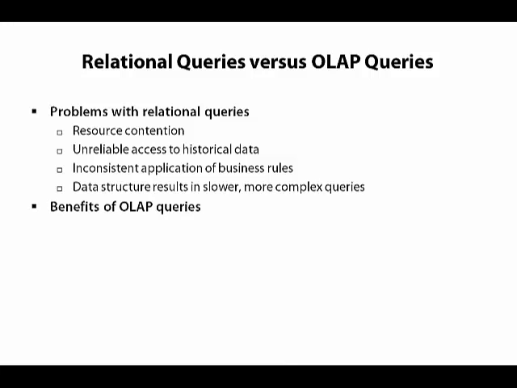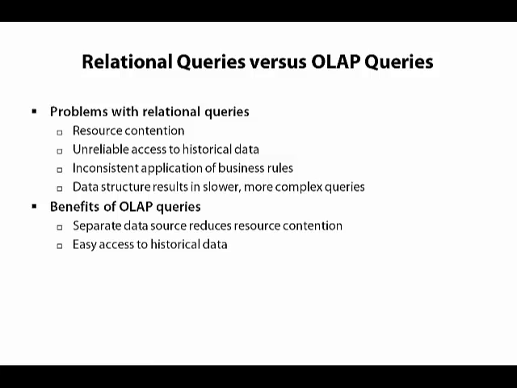OLAP can help us solve these problems. For one thing, having a separate data source to query reduces resource contention. And another benefit is that we can keep historical data in our OLAP database that might be otherwise eliminated by overwrites or archiving in our source system. A more significant benefit of OLAP is the ability to centralize business logic so that we get the same answer to a particular type of query no matter when we ask the question and no matter who asks the question.